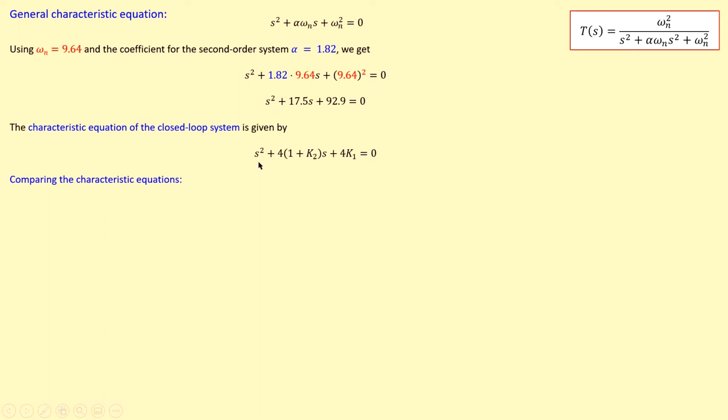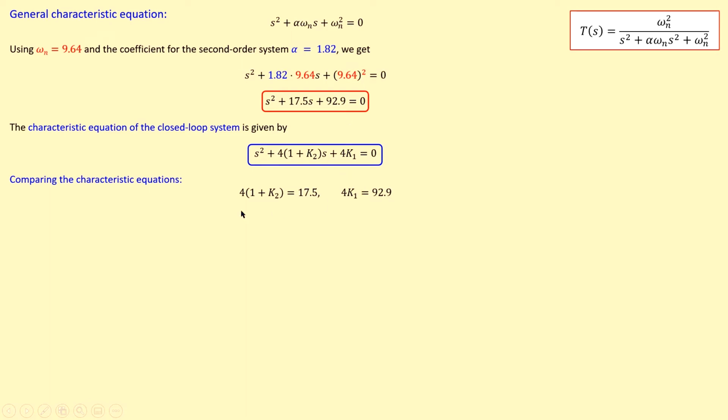Now, the following step is to compare the characteristic equations. So look at the like terms. The s squared has a 1 here and it's also 1, so that is already in place. But I have here 17.5 as a coefficient for the s term, and I have here 4 times (1 plus k2) as a coefficient for the s term in our characteristic equation. So that means if I compare these two equations, 4 times (1 plus k2) must be equal to 17.5, and 4 times k1 must be equal to 92.9.